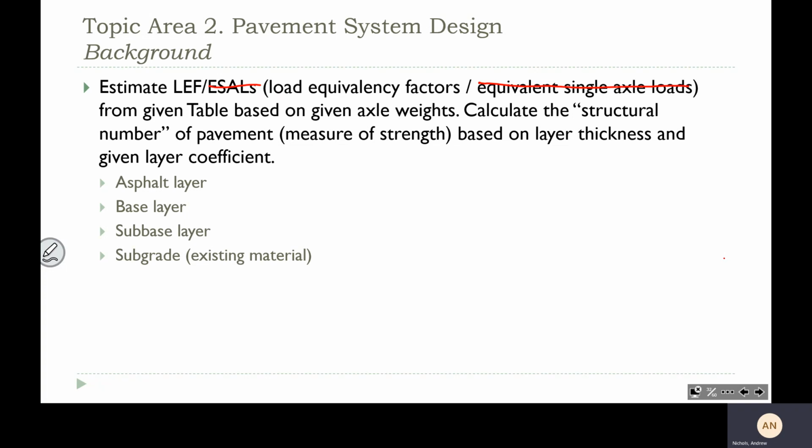You're also interested in calculating the structural number of the pavement, which is a measure of strength based on the layer thicknesses and the given layer coefficients. And it's assumed that the layers you have for the pavement, based on the information they give you, are an asphalt layer, a base layer, a sub-base layer, and the subgrade, and that's from top to bottom.